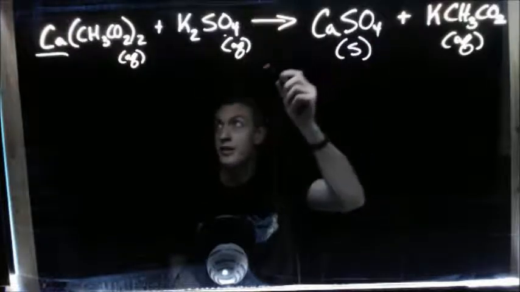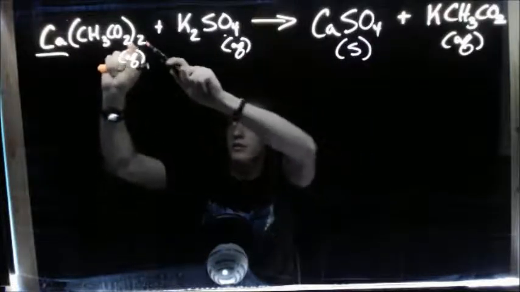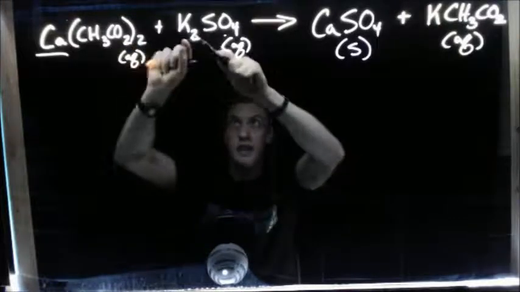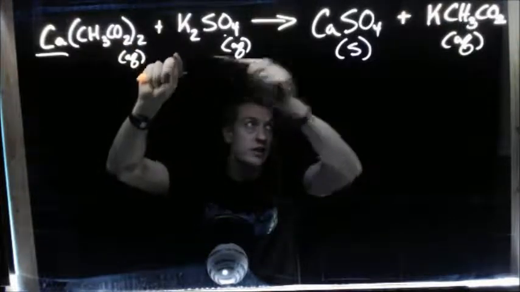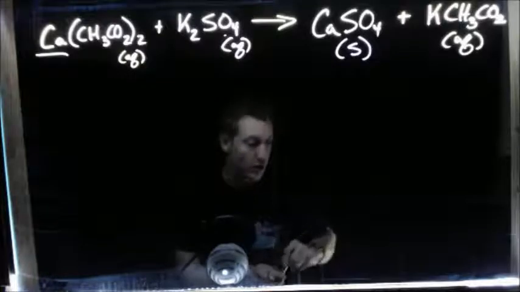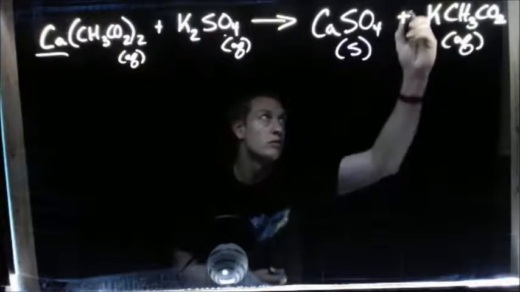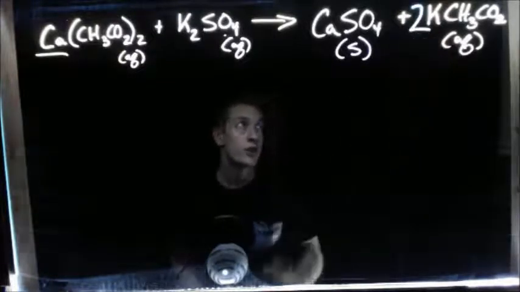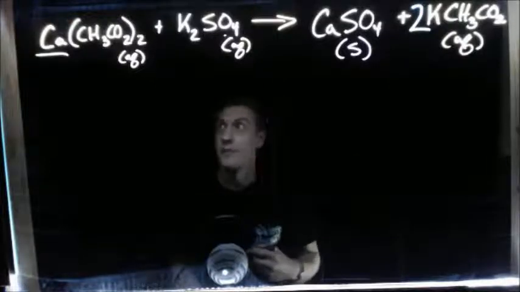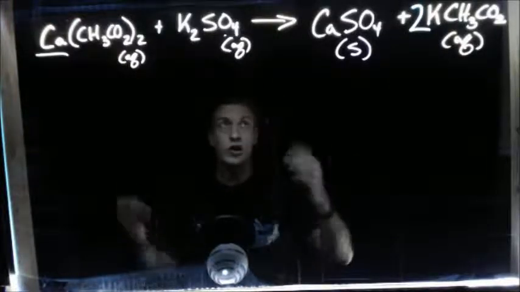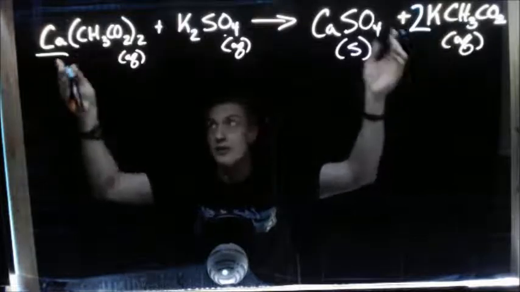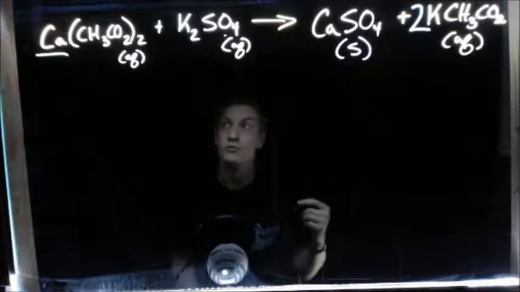Now, I'd like to balance this. Since I have 2 acetates on this side and 2 potassiums both on the reactant side, I am going to put a 2 on the potassium acetate. So that would be what we call our general equation. It's balanced, looking pretty good.